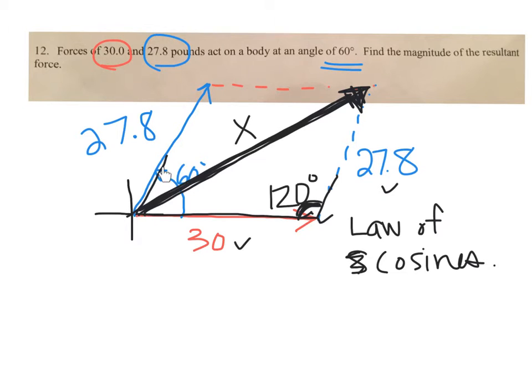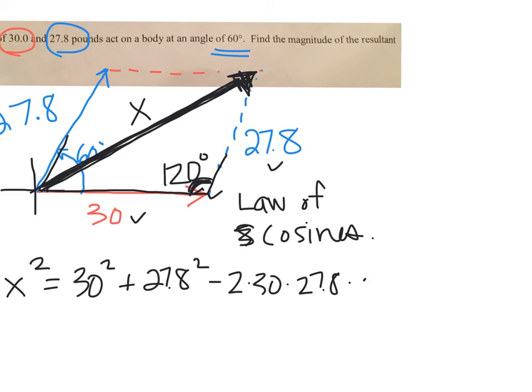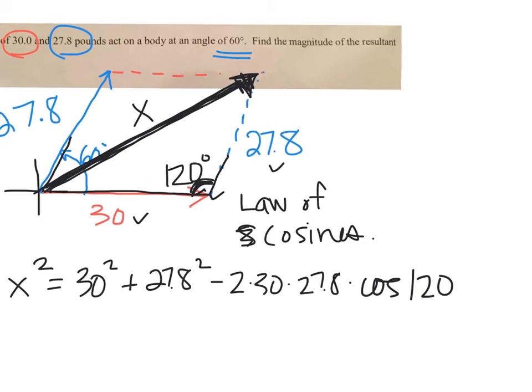Okay, so because it's a parallelogram, this angle here and this one, these consecutive angles, are supplementary. So if this was my 60-degree angle, then this one would be 120 degrees, because this and this from our parallelogram are supplementary. Okay, so I can know that angle, and now that I do know that angle, I can use the law of cosines. So x squared equals 30 squared plus 27.8 squared minus 2 times 30 times 27.8 times the cosine of 120.